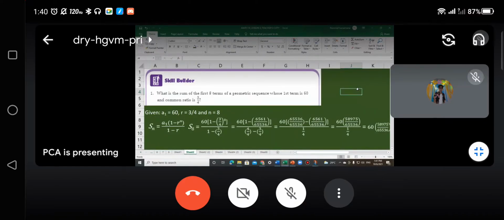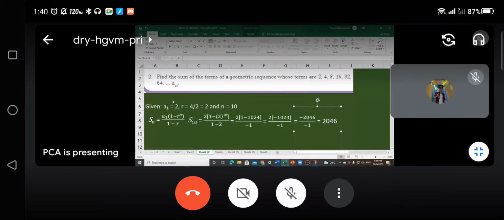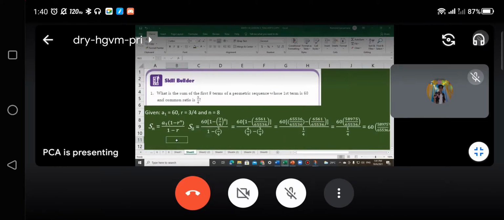What is the sum of the first 8 terms of a geometric sequence whose first term is 60? Okay, first term is 60. Remember, you have to identify those, because if you cannot identify that, how can you use the formula? It's the same formula, because there is no last term in this statement. For this case, it's the 8 terms only, and then it's the 60, that is the first term, and the ratio is 3/4.